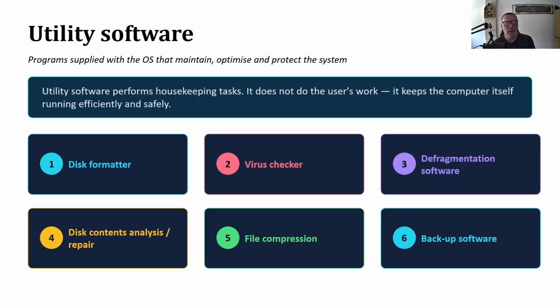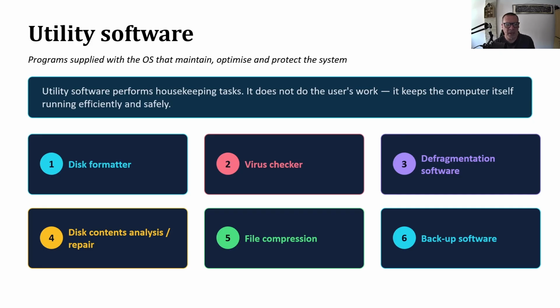So the operating system also often comes with utility software, and utility software is software that performs housekeeping tasks. It's part of system software, so an operating system and utility software are both considered to be system software. But the utility software is there to perform housekeeping tasks. It doesn't really do things that the user wanted to do, like create, say, a spreadsheet or a document. They didn't want to do the things that the utility software does, but it helps keep everything running efficiently and safely.